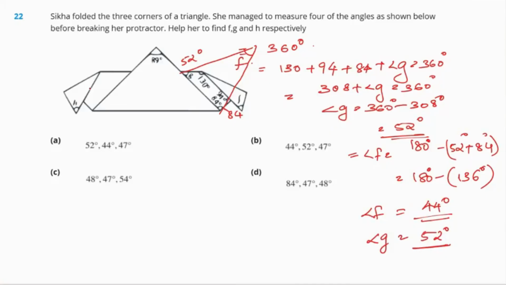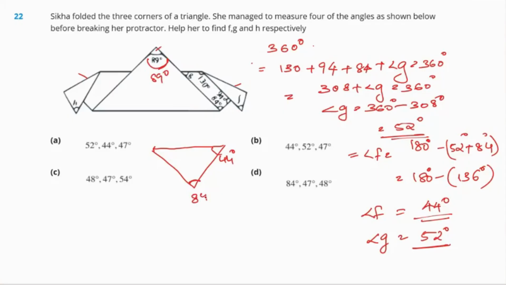One more angle we have to find, that is angle H. Suppose you are unfolding all the parts. When you unfold all the parts, you will get a big triangle like this. This angle we have already found, that is 44 degree, our F. And this angle is the same as that 89 degree when we unfold. So this is 89 degree, and we have to find this angle, that is our angle H.